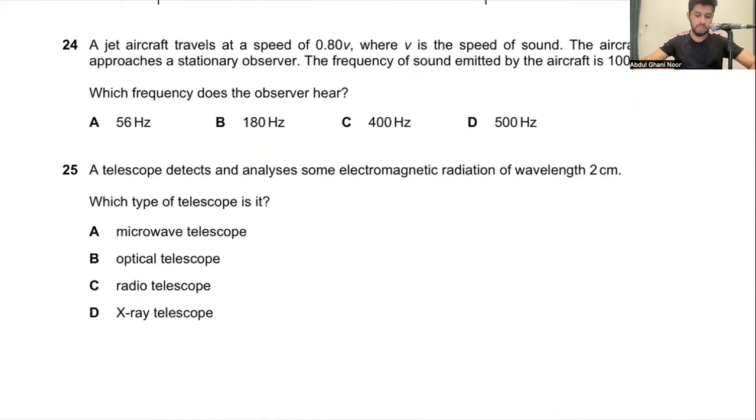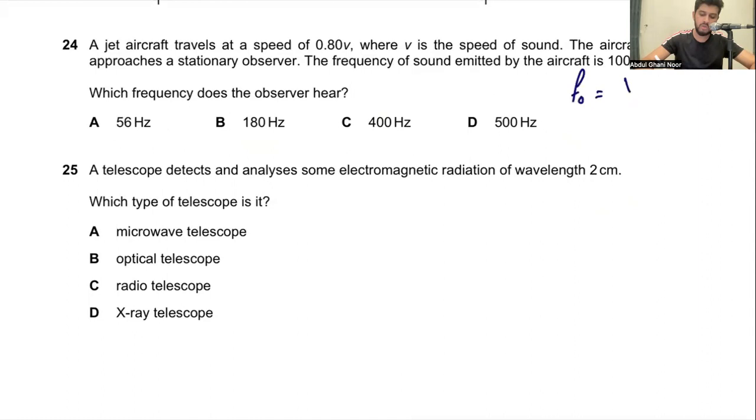Question 24 says a jet aircraft travels at a speed of 0.8 v, where v is the speed of sound. The aircraft directly approaches the stationary observer. The frequency of sound emitted by the aircraft is 100 hertz. Which frequency does the observer hear? So a question on Doppler effect, a straightforward question.